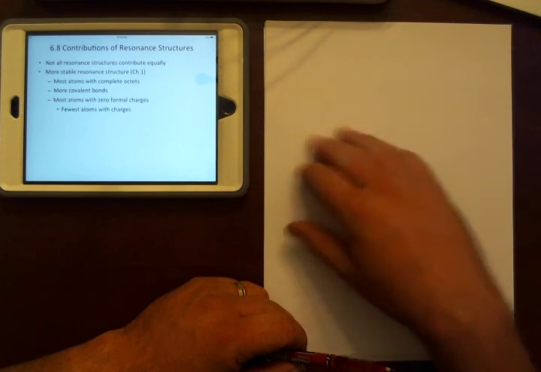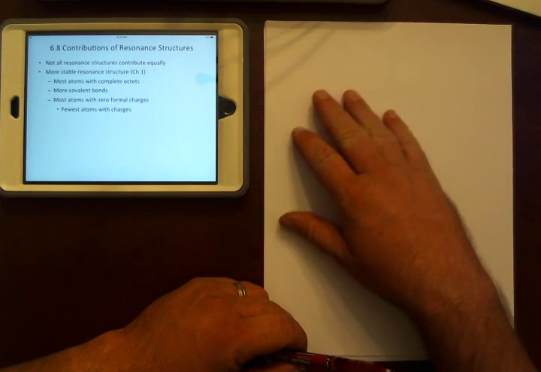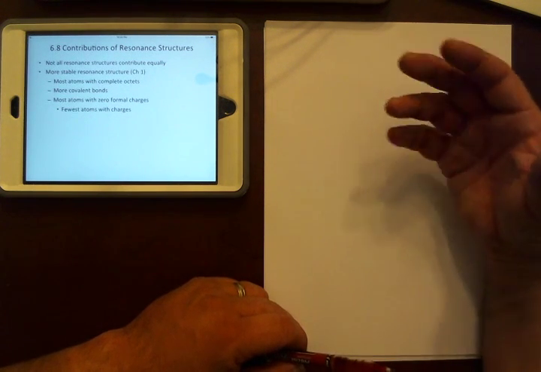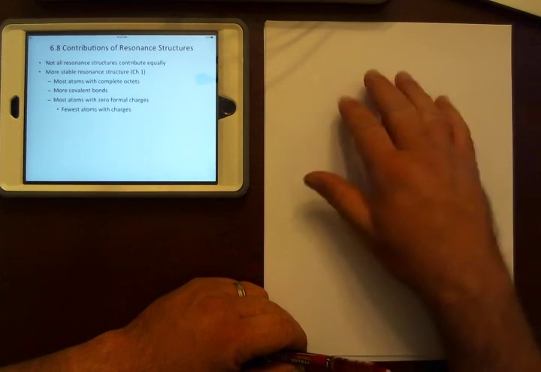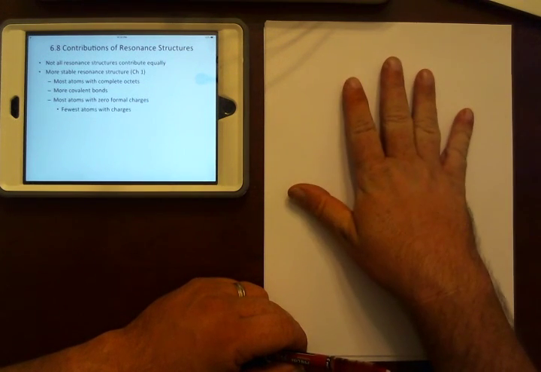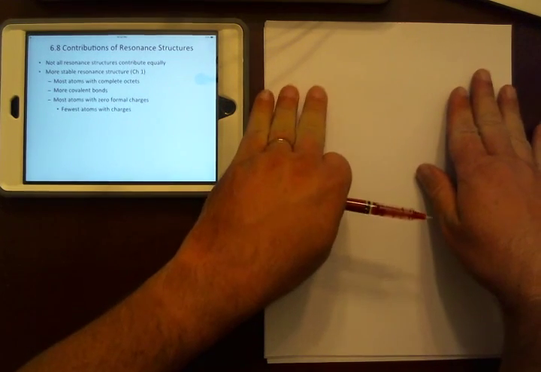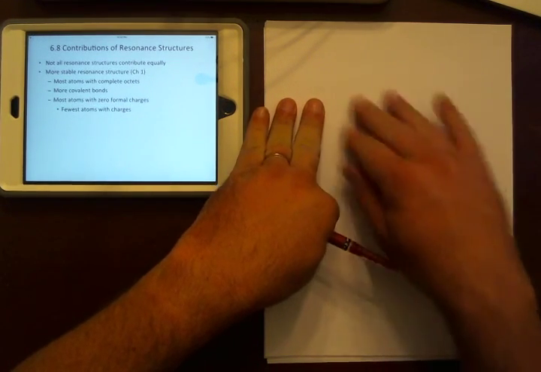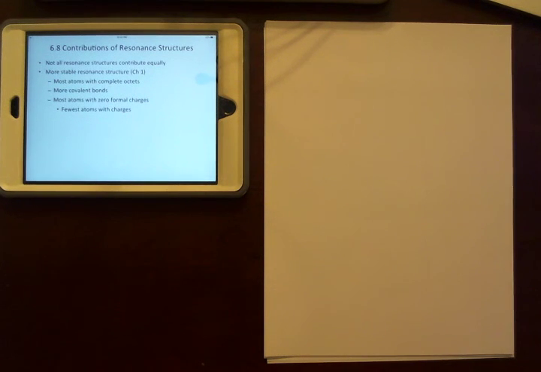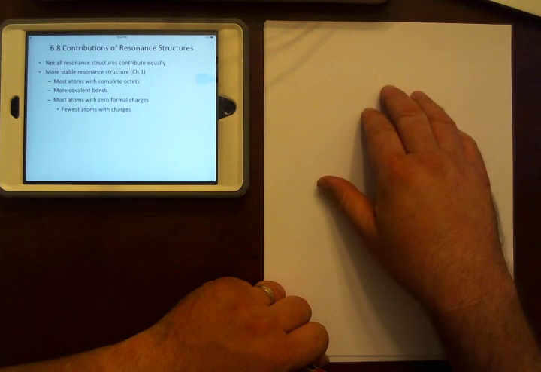Okay, some resonance structures are more stable than others. The most likely one is the one that's the most stable. So the first and third may each only spend 10 percent of the time, and the rest of it is the second one. Maybe the majority of the time the molecule looks like that resonance structure.